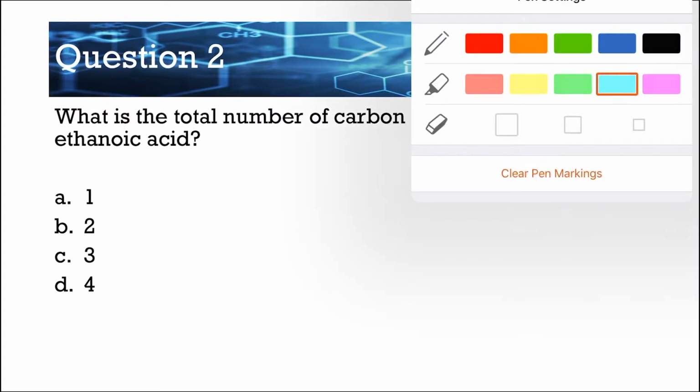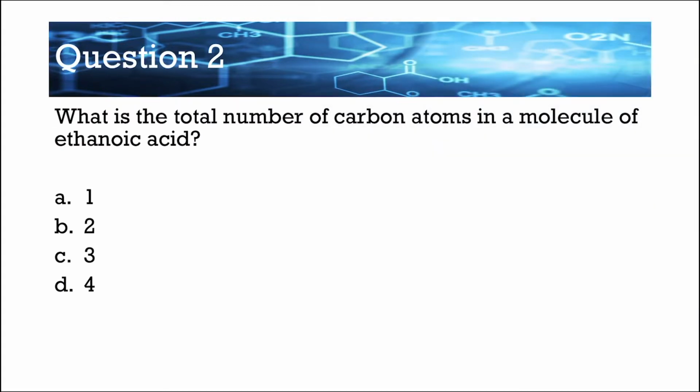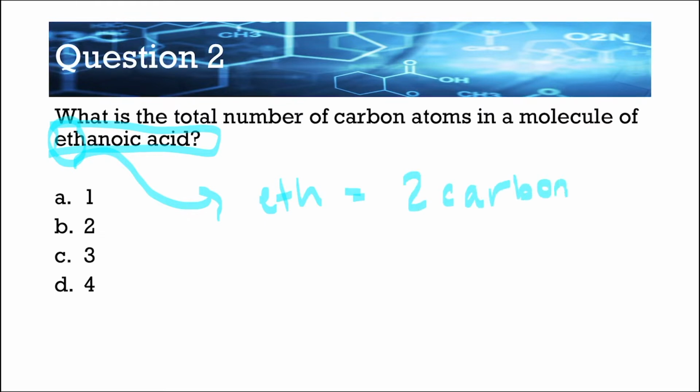Number 2 says, what's the total number of carbon atoms in a molecule of ethanoic acid? So if you wanted to draw that, you can. No one's going to stop you. But you don't need to. All you need to know is that eth means 2 carbons. And that's from table P. So 2 carbons is all you need for that one.